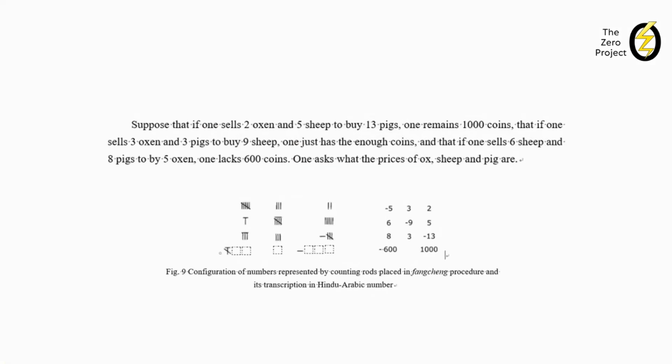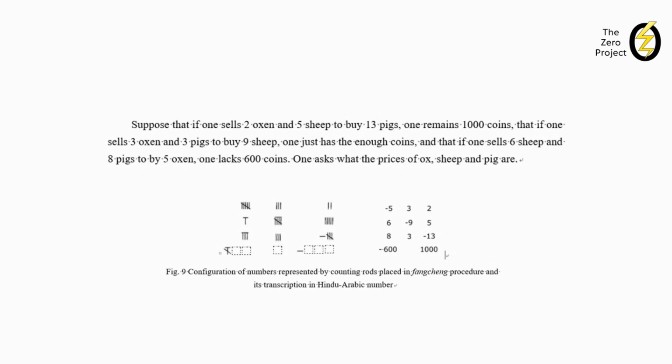Suppose that if one sells 2 ox and 5 sheep to buy 13 pigs, one remains 1,000 coins. That if one sells 3 ox and 3 pigs to buy 9 sheep, one just has enough coins. And that if one sells 6 sheep and 8 pigs to buy 5 ox, one lacks 300 coins. So one asks what the prices of ox, sheep, and pig are.